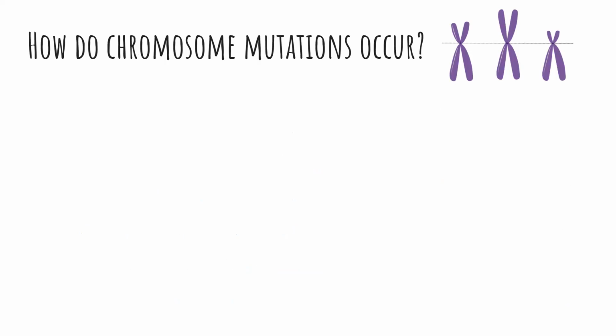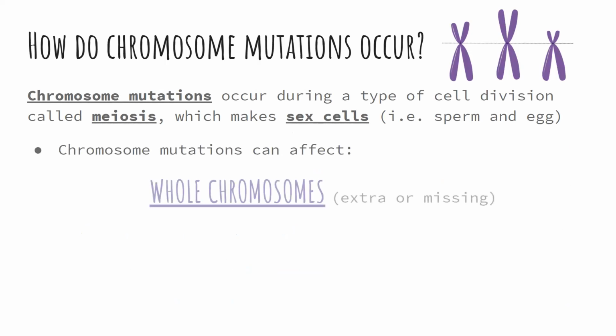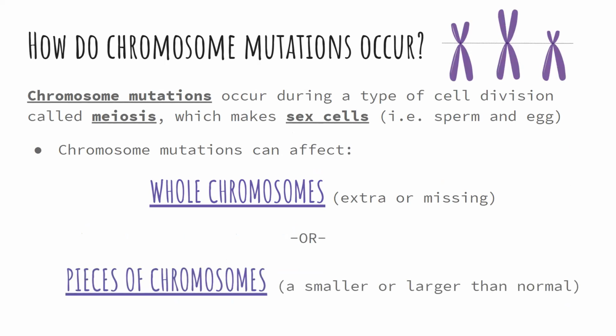Now let's talk about chromosome mutations, right? Chromosome mutations occur during meiosis. Remember, meiosis makes those sex cells or those gametes, those sperm and eggs. And typically chromosome mutations affect whole chromosomes. So you either have an extra chromosome or a missing chromosome altogether, or pieces of chromosomes. So the chromosome is a little smaller or a little larger than normal.